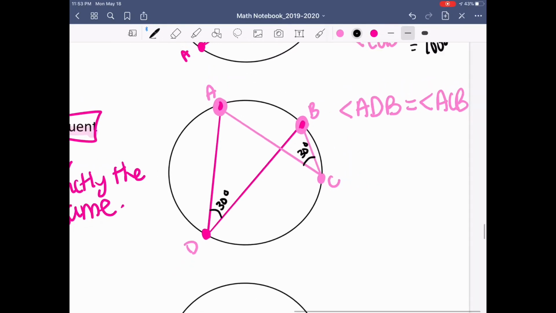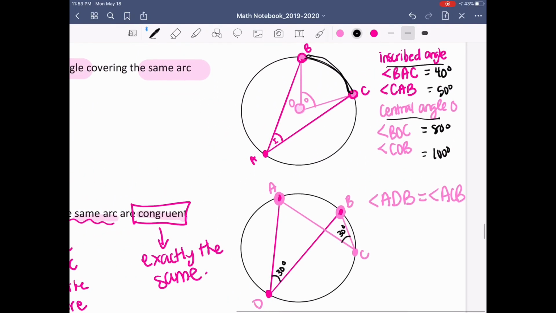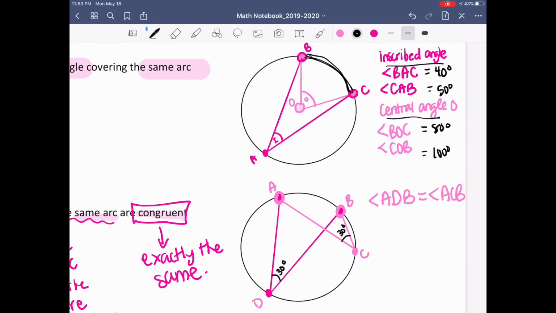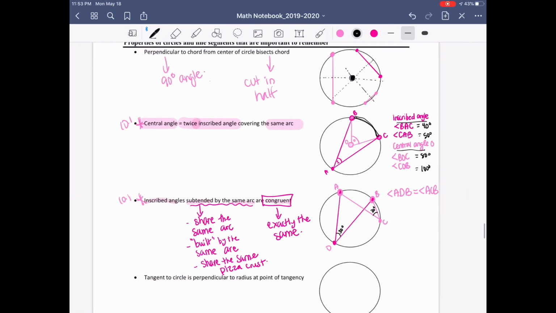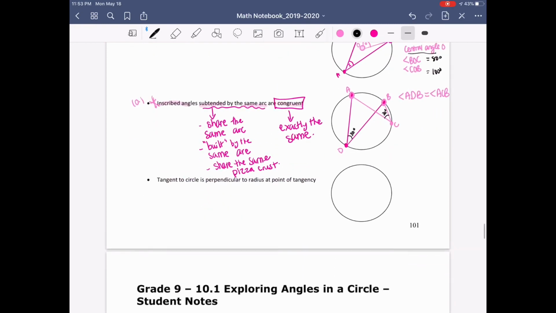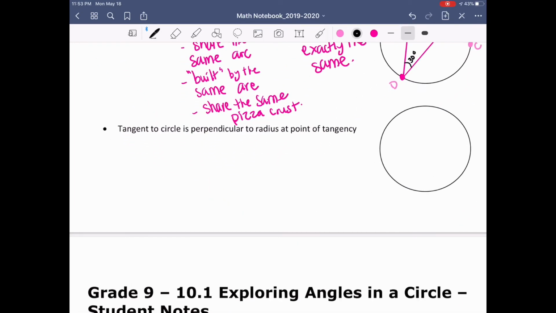So how are you going to use these 2 rules specifically? We'll probably be giving you questions with a bunch of angles missing in a circle, and you have to use the rules that you've learned in order to find all the missing angles. So these 2 rules are really important for you to know. The last one is also important, but it's going to come back again in section 10.3. The last point says that when you have a tangent to a circle, it's perpendicular to the radius at the point of tangency.